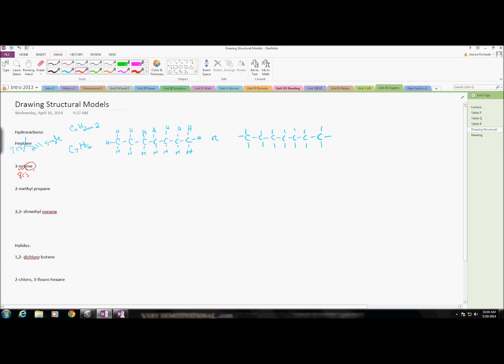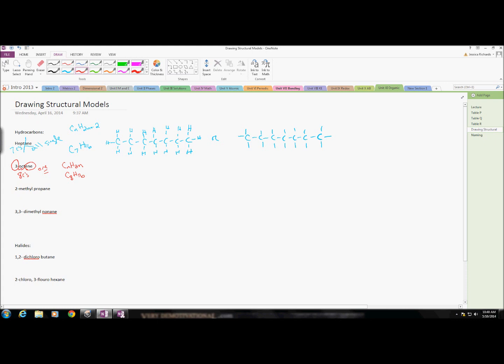Ene, according to table Q, is the ending for an alkene. So it's going to have 1 double bond on it. It has the general formula CnH2n. So that means I need 8 carbons and 16 hydrogens, and I have to figure out how to draw it. And I have this one extra thing left over.